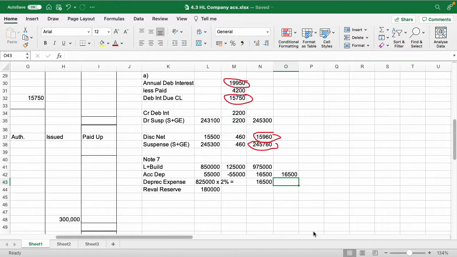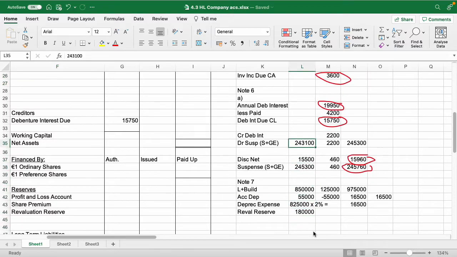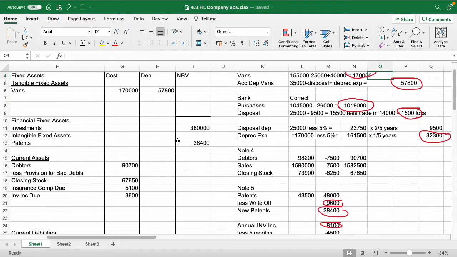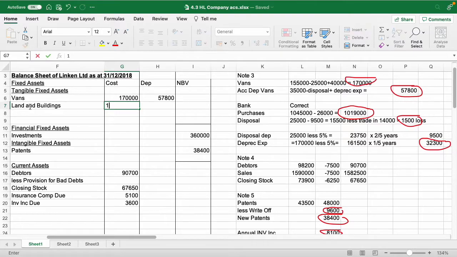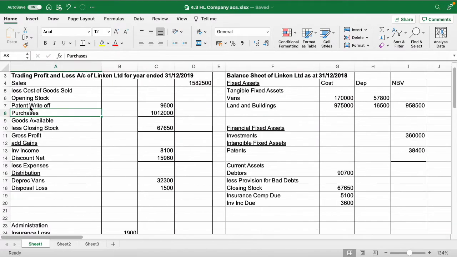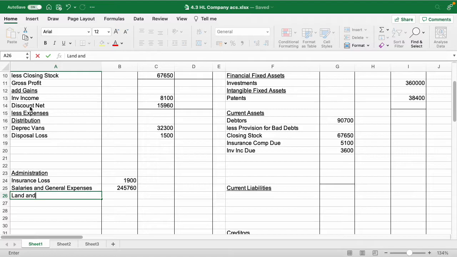So when I go to my balance sheet, this is the number I'm going to put in over here. So I'll have land and buildings. So 975 is our new figure, and then 16,500 was the depreciation that I worked out. So the net book value is those two, and that 16,500 is going to be in administration. Oh, sorry, it's just building depreciation.